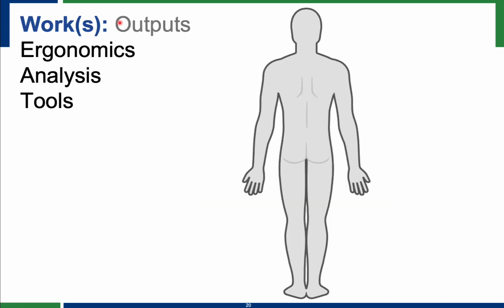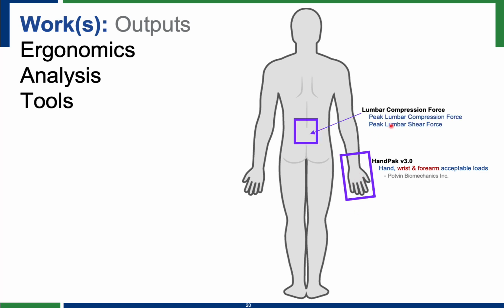The other side of it is the output. So what are the ergo assessment tools? First thing is we've fully integrated the linear force modules of the Handpack software. And so that's now fully integrated from my company, Potvin Biomechanics. We calculate lumbar compression and shear forces in a fairly traditional way. We have a neck analysis. We're sort of developing a neck pack to go with Handpack, but we also currently have some strength data in there based on posture.